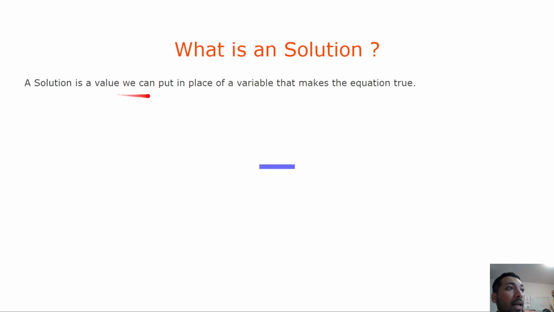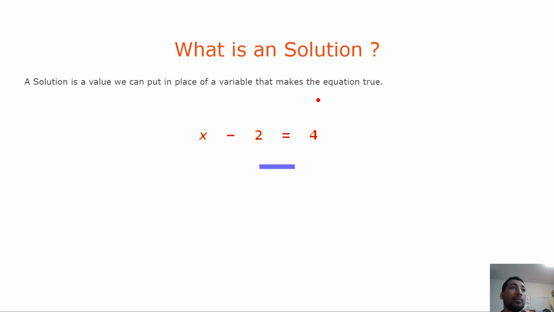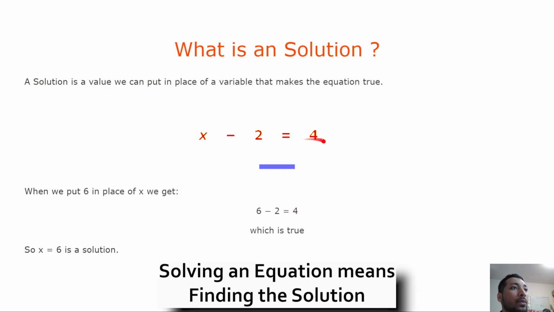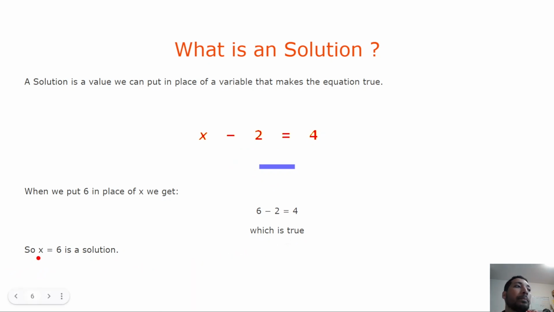A solution is a value we can put in place of a variable that makes the equation true. Over here, what can you put in place of the x to make the equation true? When you put 6 in place of x, we get 6 minus 2, which is equal to 4. Now, this 4 is equal to 4. That means this is a true statement. So x equals 6 is our solution to this equation.